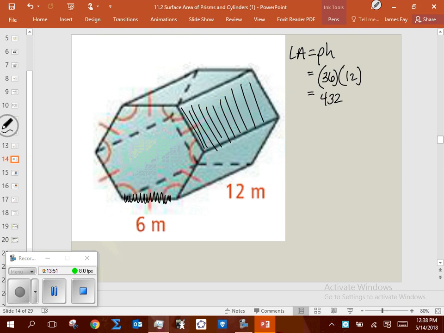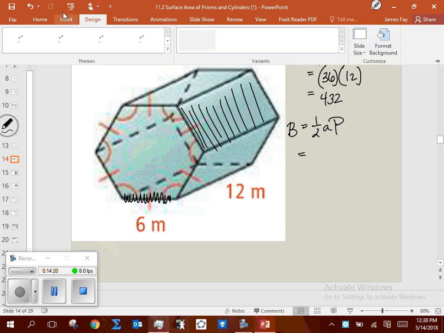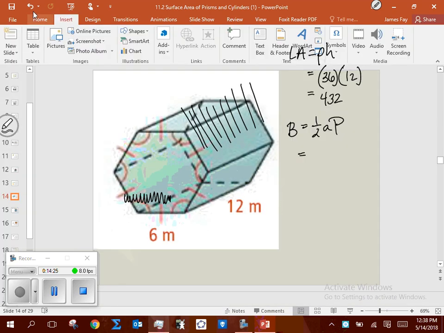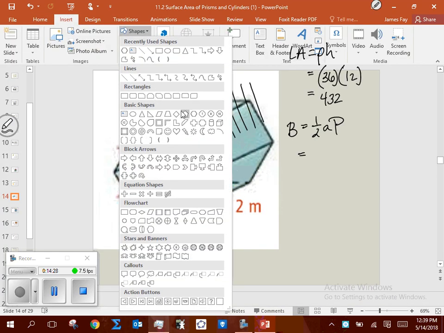Now, finding the area of the hexagon, if it's irregular, is a whole new process. Probably going to have to segment it up into maybe rectangles and triangles. But here, if I want to find surface area, I need to know what capital B is, right? And capital B represents the area formula for a hexagon in this question. What's the area formula for a hexagon? Fantastic. Where A is your what? Apothem.